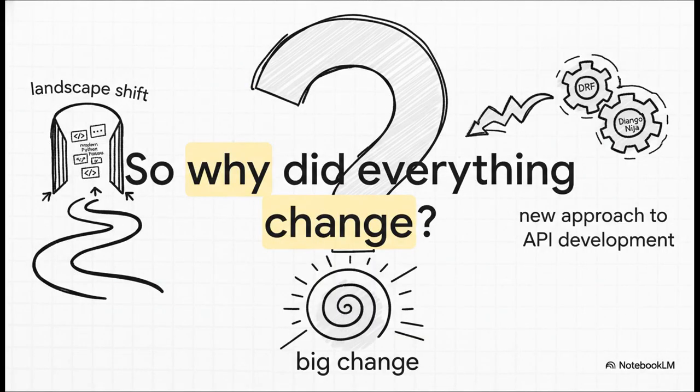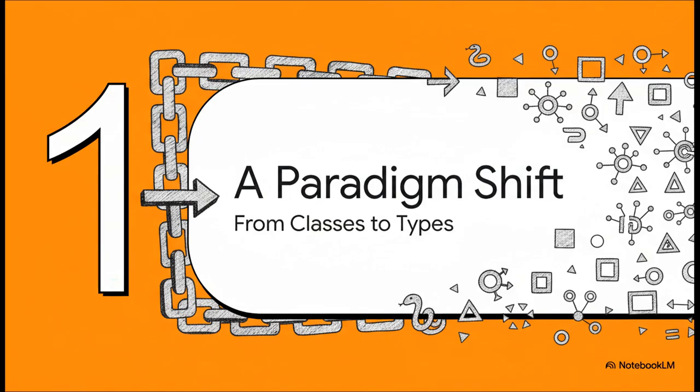But then, the world of Python started to evolve. New features came along, especially something called type hints. And that cracked open the door for a completely different way of thinking about APIs. So what exactly was this big shift? Well, it really all comes down to a fundamental change in philosophy. We're talking about moving away from the old school method of defining all your data with these heavy framework-specific classes, and instead embracing a much cleaner, more modern approach using native Python types.